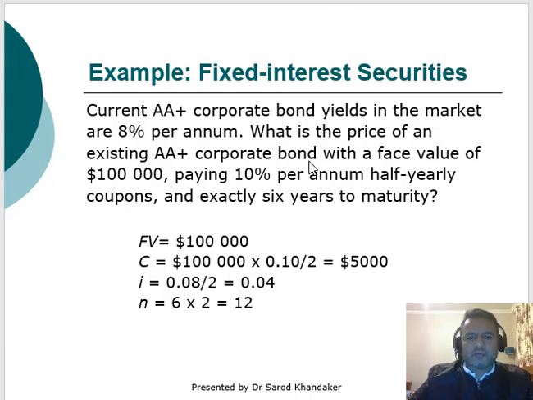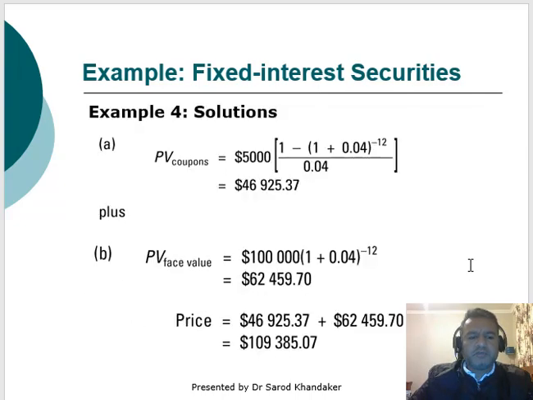From this example, we can understand that the face value is $100,000. Coupon payment is 100,000 multiplied by 0.10 divided by 2, which is $5,000. Now 10% is the coupon rate, which is paid half yearly, so divided by 2. Interest rate is the market rate, which is 8%, divided by 2, which is 4%. We're taking it in decimal places. And N is 12 because the bond is maturing in 6 years time and it's paying half yearly coupons, so it's 12. So if we put everything in the formula, it will look like this.